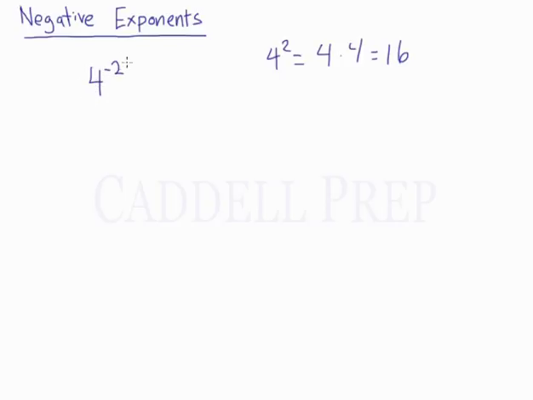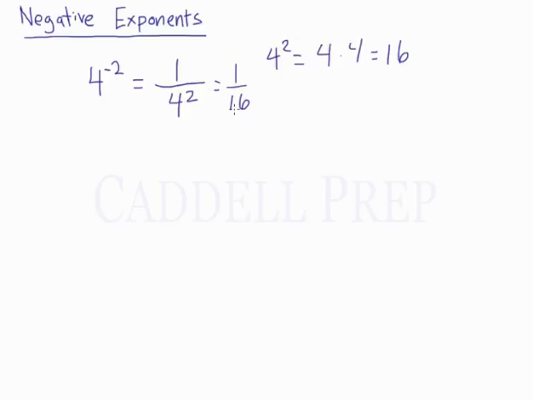So whenever we have a number raised to a negative exponent, we simply are going to move it to the denominator and then make that exponent positive. So 4 to the negative 2 just means 1 over 4 to the 2. In this case, 1 over 16, because 4 squared is 16.